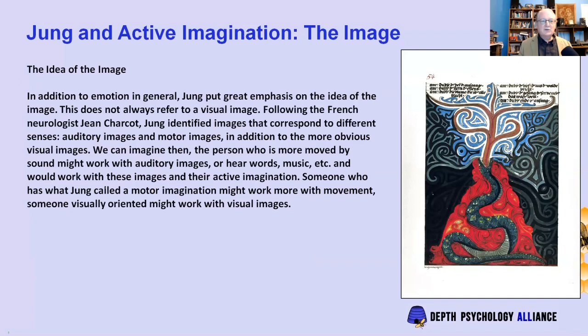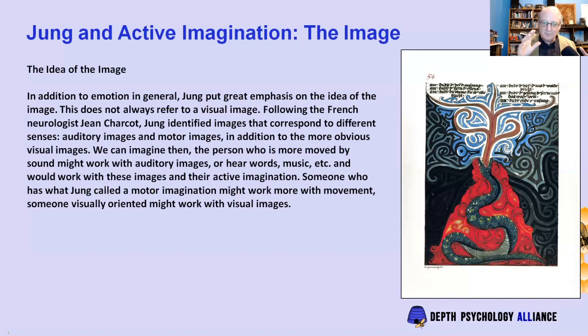In addition to emotion in general, Jung put a great emphasis on the idea of the image. This does not always refer to a visual image. Following the French neurologist Jean Charcot, Jung identified images that correspond to different senses. Auditory images, which means sounds, could be music, could be a voice speaks. Motor images would mean someone who dances, perhaps an extrovert or someone who just is into bodily movement, would maybe get a motor image, and that's how the unconscious would speak. On the other hand, it could be someone who has no contact with the body, but when the unconscious speaks, it moves the body. So there's all kinds of different possibilities.